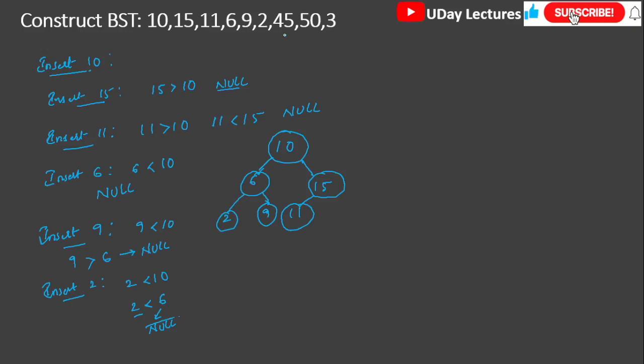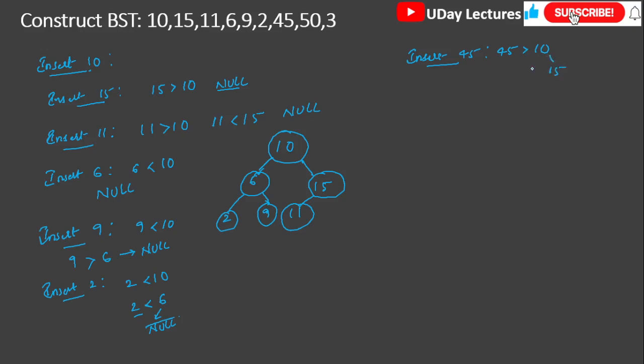Now we will see how to insert 45. So to insert 45, again we have to make comparisons, right from the root node. So we'll compare 45 with 10. So we know that 45 is bigger than 10. So it has to be inserted as the right child of 10. So what is the right child of 10? The right child of 10 is 15.